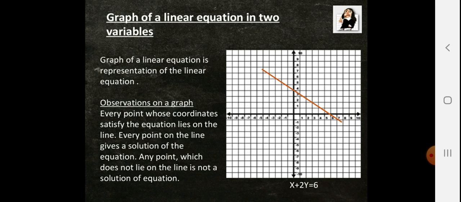So the graph of a linear equation is the representation of the linear equation. Every point whose coordinates satisfy the equation lies on the line. Every point on the line gives the solution of the equation. Any point which does not lie on the line is not a solution for the equation.